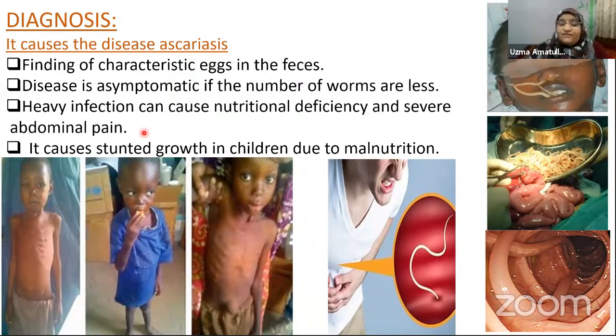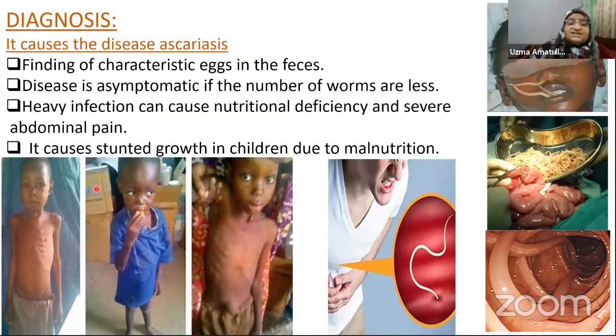Now here, if the worm numbers are more, what happens? Nutritional deficiency. Why? Because these worms will take up all the food which the child is eating. So the health of the child gets affected, there is nutritional deficiency, there will be no growth. You will see the growth of the child stops. And severe abdominal pain. Why? Because of these worms, there will be severe, meaning excess, abdominal pain.